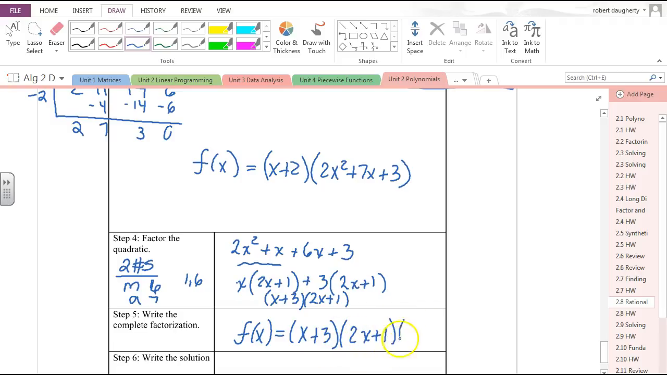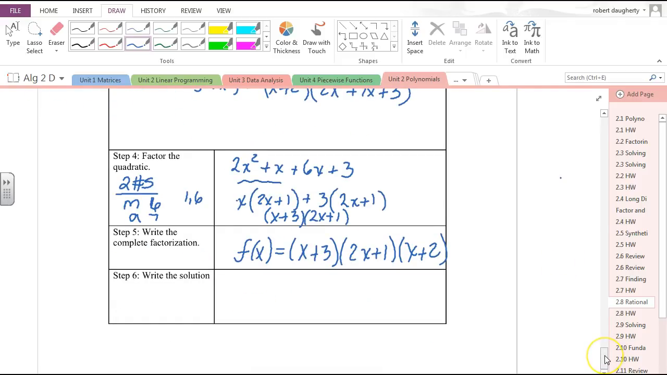And one more, x plus 2. Don't forget the first one that you had, okay? If this is a third degree polynomial, I'm expecting 3 factors there, okay? So I've got all 3 factors. What are the roots or the solutions? Yeah. So x is what? -2, -3, and what? -1/2. Okay. Yep.